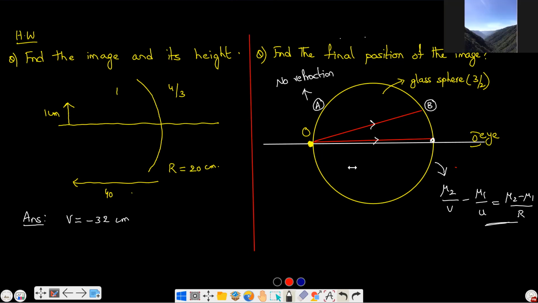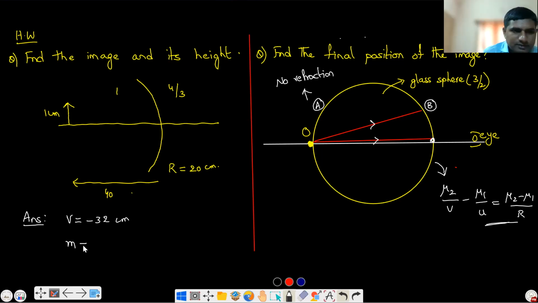Sir, is it minus 3 by 5? Not minus, but 3 by 5. Yes, sir, 3 by 5. Magnification is equal to 3 by 5, which is nothing but 0.6, which implies height of the image by height of the object is 0.6. Height of the object is anyway 1 centimeter. So therefore, height of the image also will be 0.6.